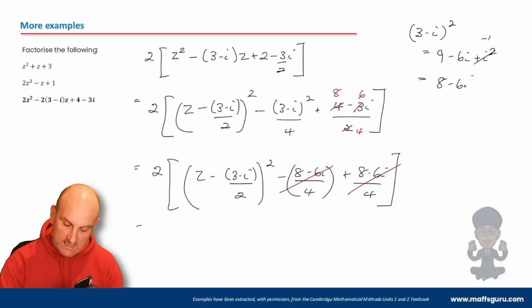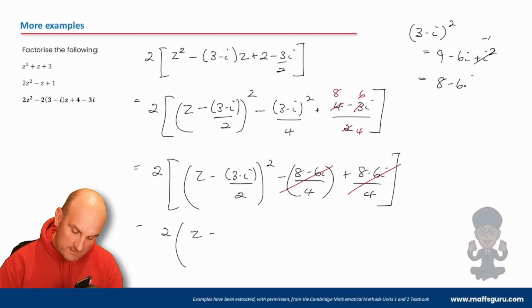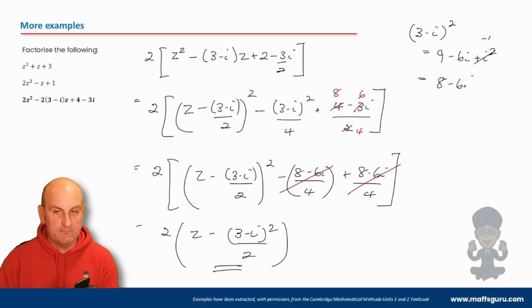And so in which case, my completed square gives me 2 lots of z minus (3 minus i) all squared on 2. There we go. And so I have factorized that quite nicely, I think. z minus (3 minus i), yep, all on 2.